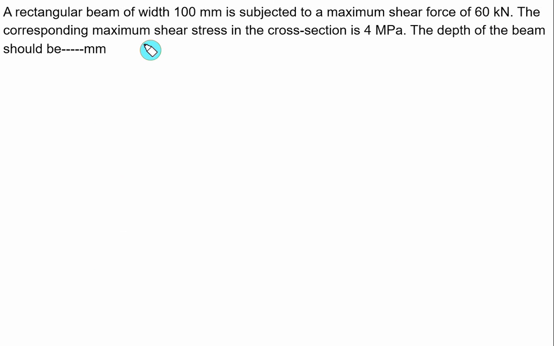A rectangular beam of width equal to 100 mm is subjected to a maximum shear force of 60 kN. The corresponding maximum shear stress in the cross section is 4 megapascal. In the case of a rectangular cross section, the shear stress at the neutral axis is the same as the maximum shear and is given as 4 megapascal. The depth of the beam we have to find out.